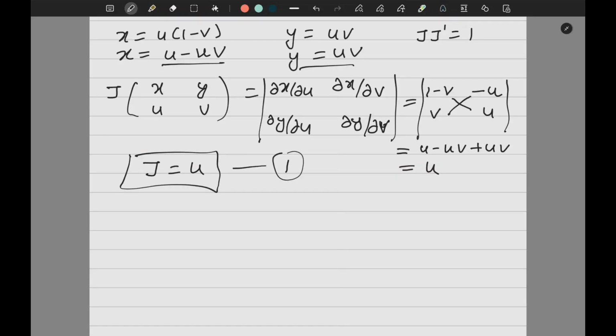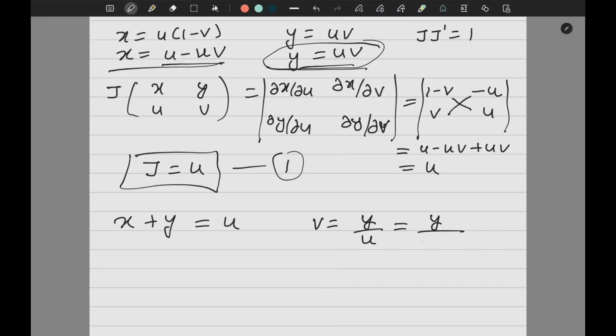First equation. Now I should work for J dash. If I am doing it for J dash, I should write u and v in terms of x and y. Now from this, how to obtain that? If you observe these two, if you add these two, what will happen? x plus y is equal to u. So I got u as a function of x and y. Now what about v? V is equal to y by u, and u is x plus y. So v also becomes a function of x and y.